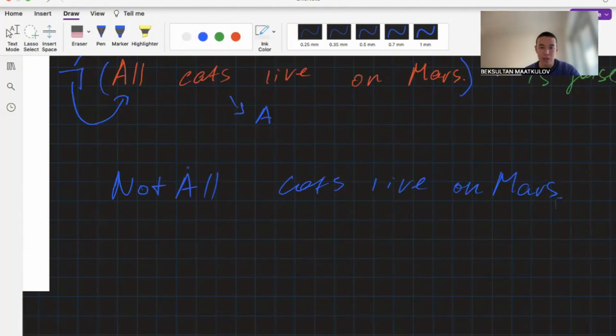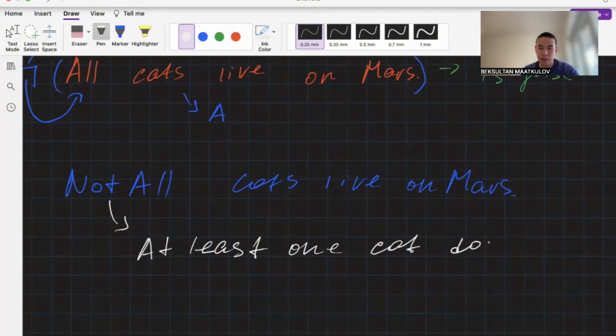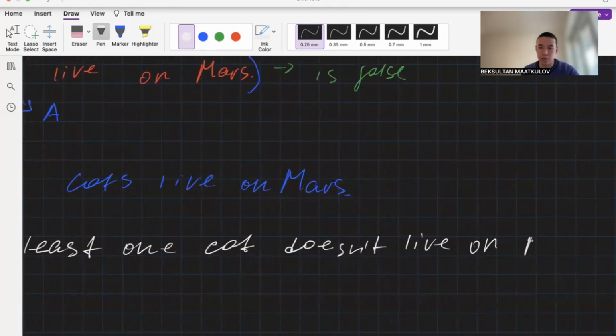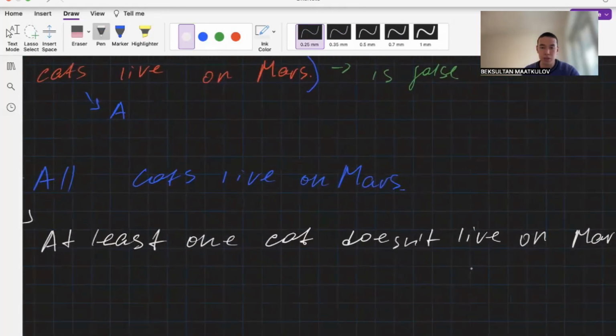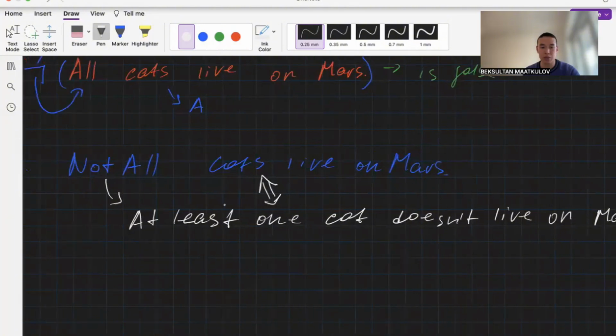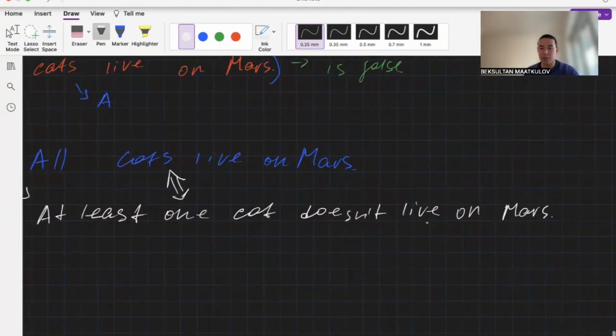Not all is the same as at least one or some. For example, instead of not all, you can write at least one cat doesn't live on Mars. So basically, this is the full equivalent of the statement not all cats live on Mars. This is the same as at least one cat doesn't live on Mars.